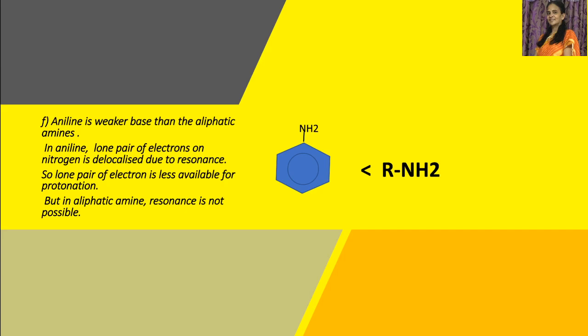So in aniline, the lone pair of electrons on nitrogen is delocalized due to resonance. So the lone pair of electrons is less available for protonation. The lone pair of electrons on nitrogen is less available to accept the proton. Thus, its basic nature is less.